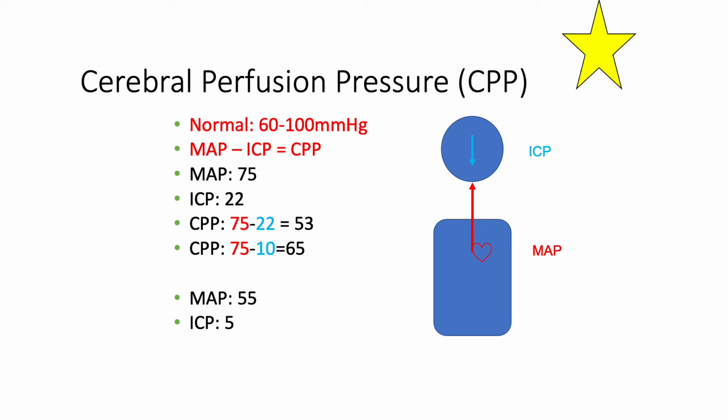What is this patient's CPP? Pause the presentation and consider your answer. Well, 55 minus 5 is 50, so the amount of pressure perfusing the brain is below normal at 50.